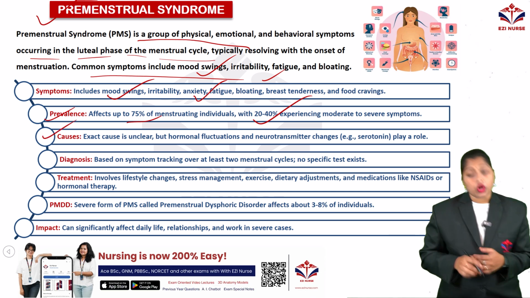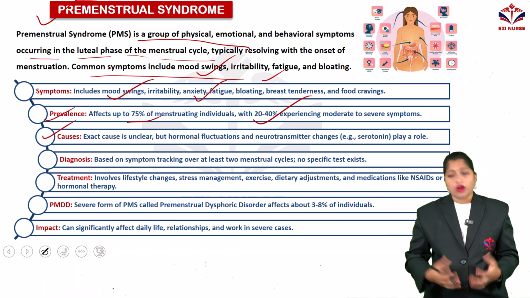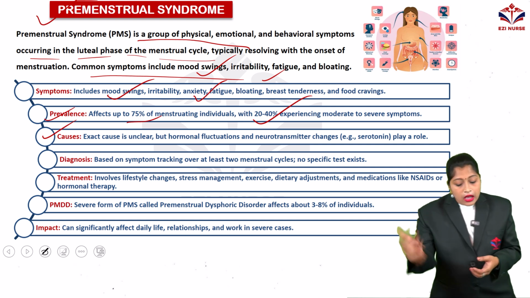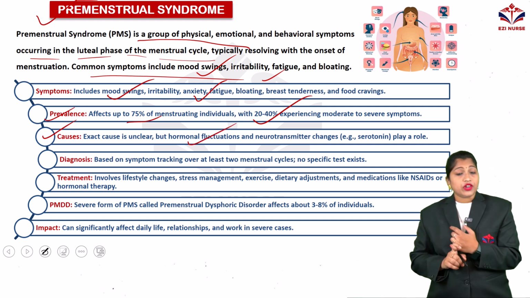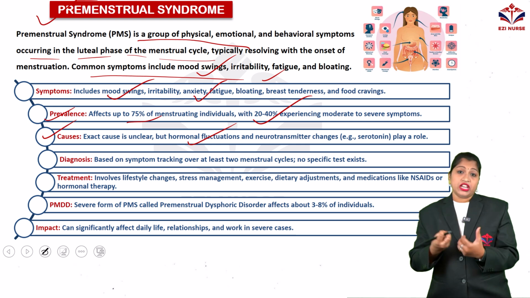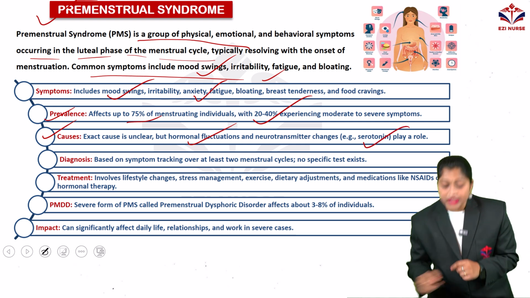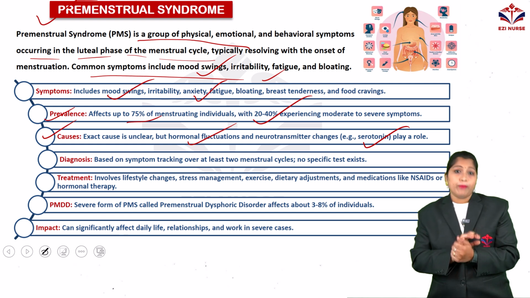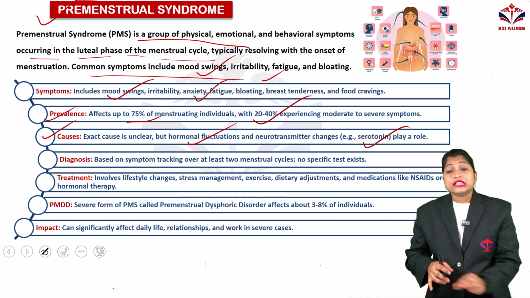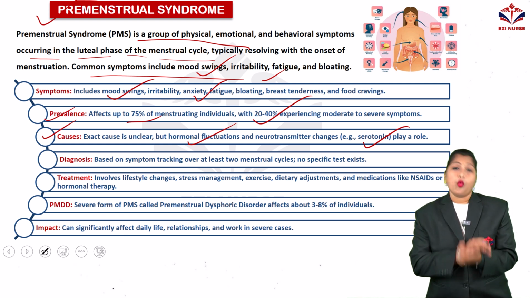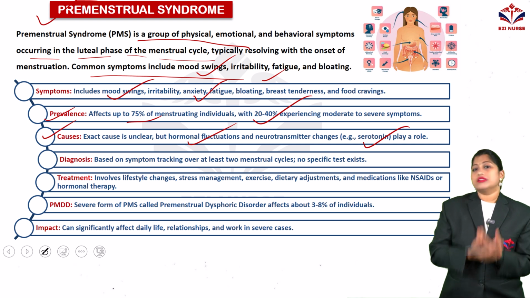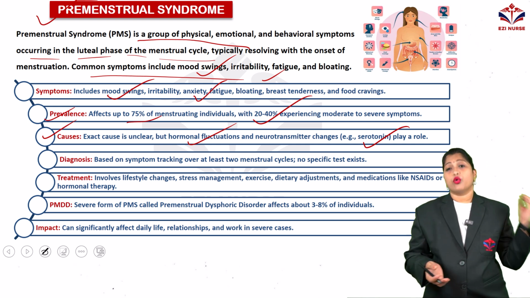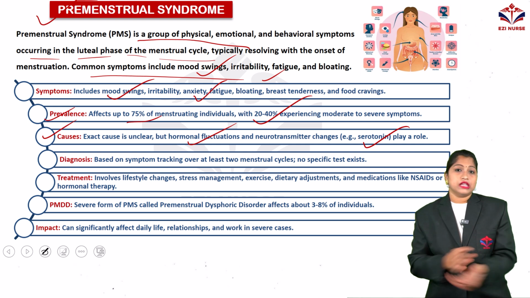Next, we move on to what are the causes. The exact cause is very much unclear. We don't know what the exact cause is, but hormonal fluctuation and neurotransmitter changes, for example serotonin, play a very important role in all these symptoms being shown in the women. So exact causes are unknown. Basically, there are neurotransmitter fluctuations or changes which are causing these symptoms.